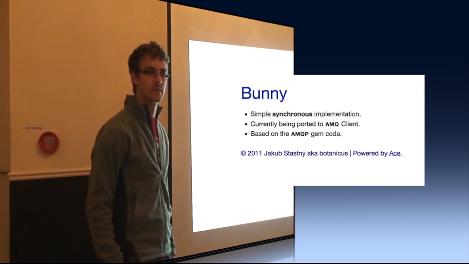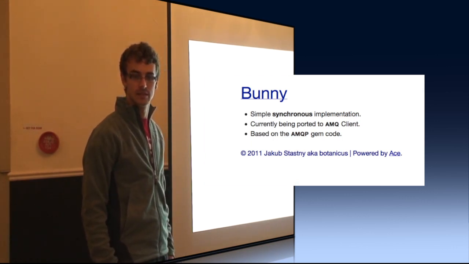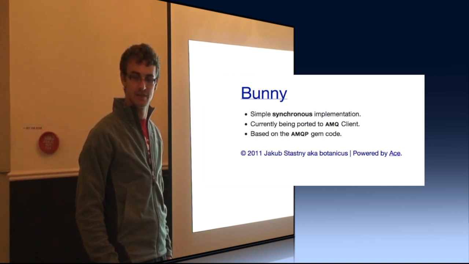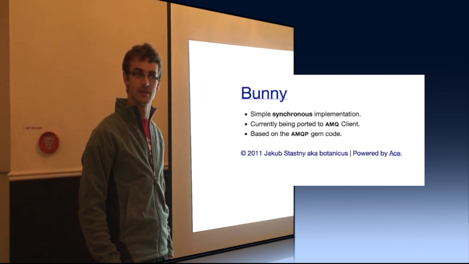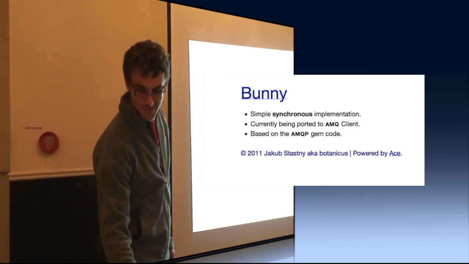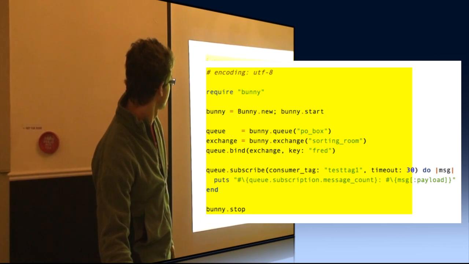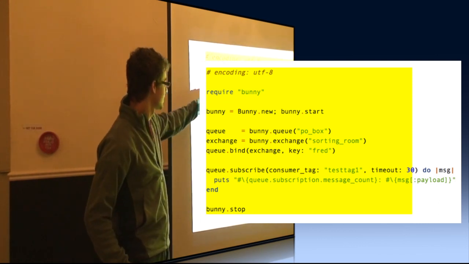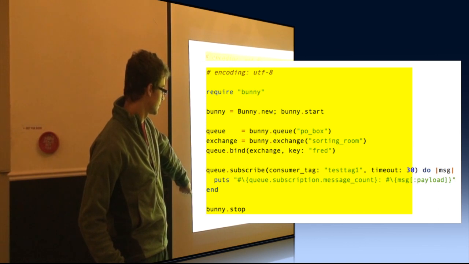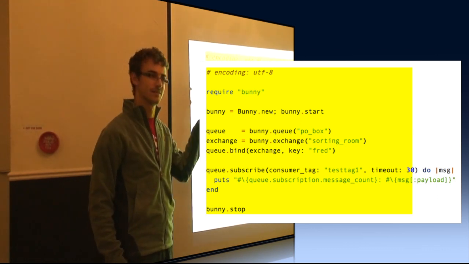Then there is Bunny. Bunny is a synchronous client. It's very simple, and it's based on AMQP gem code. Currently they're trying to upgrade it onto AMQ client so it can use the faster parser as well, and we're fixing bugs and just making it better. Here is how it works. You don't have any callbacks, it's just synchronous, and subscribe is basically just a loop.